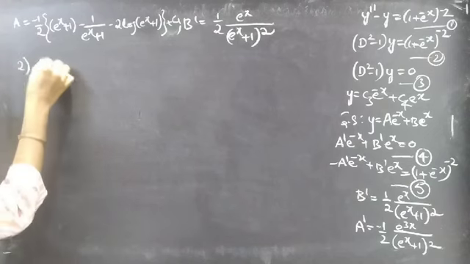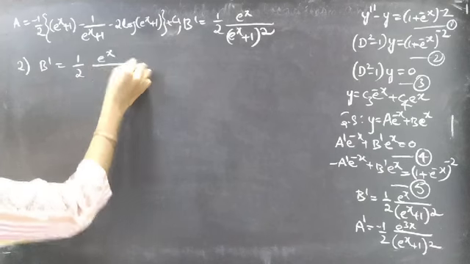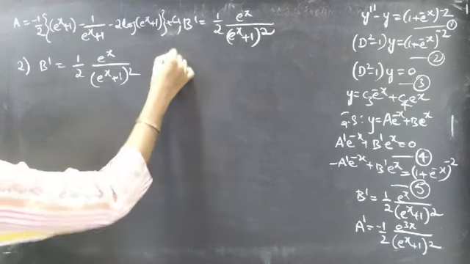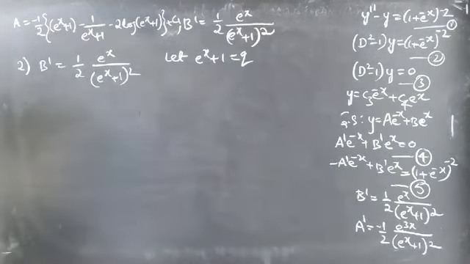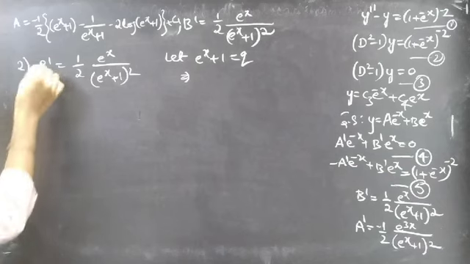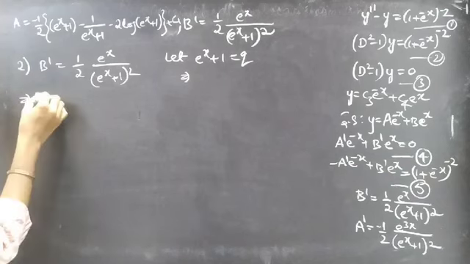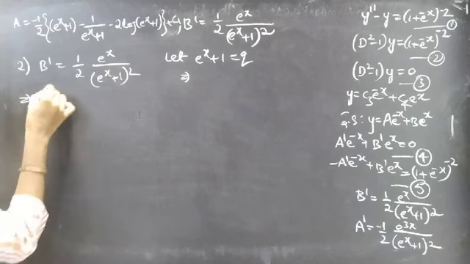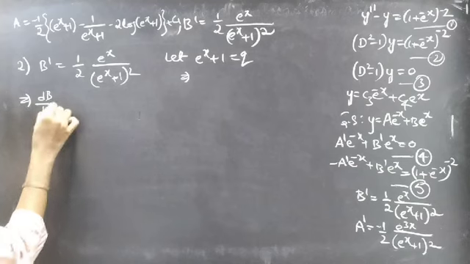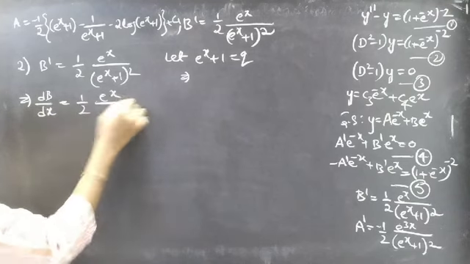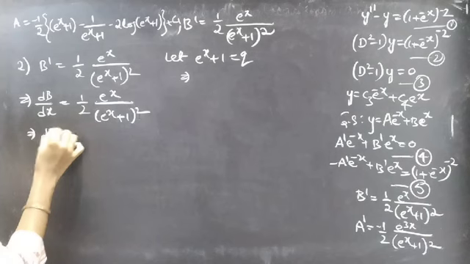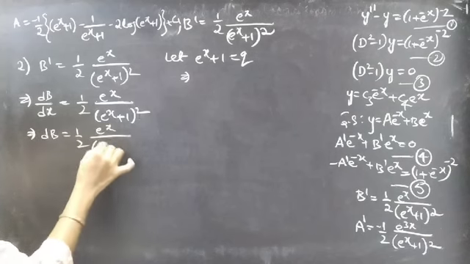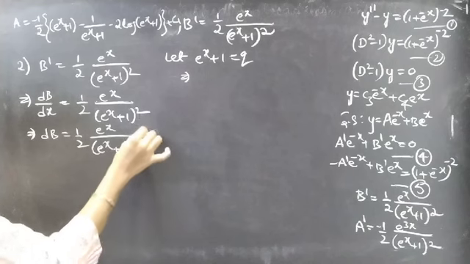Let's now find B using B dash equals 1 by 2 into e power x by (e power x plus 1) whole square. Just differentiate on both sides with respect to x. Here B dash is nothing but dB by dx, the derivative of B with respect to x. So dB by dx equals 1 by 2 into e power x by (e power x plus 1) whole square. Let's now separate the variables by taking the differential dx to the RHS, then we'll get dB equal to 1 by 2 e power x by (e power x plus 1) whole square into dx, right?